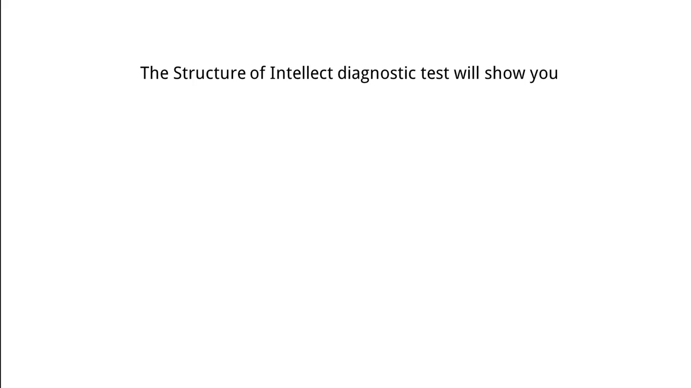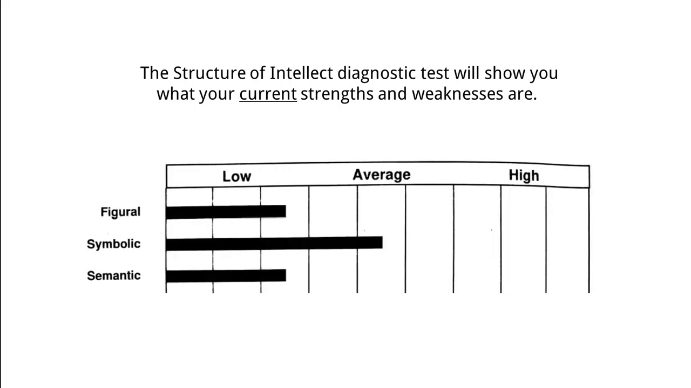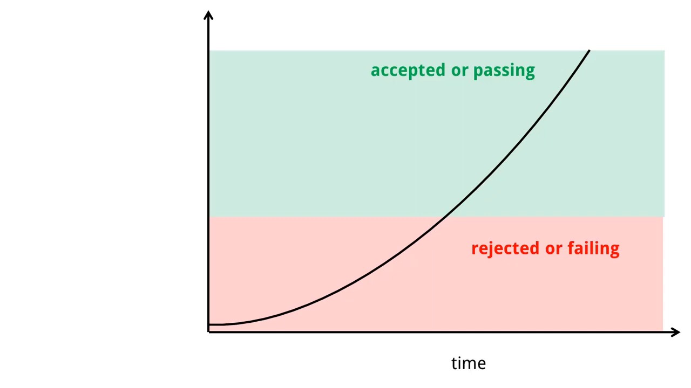The Structure of Intellect diagnostic test will show you what your current strengths and weaknesses are. So for example, after you take the test, you'll get the results, and part of it will look something like this. You'll see low, average, and high scores going from left to right, and then going down the page, you'll see figural, symbolic, and semantic areas. And the black bar shows what your current strengths and weaknesses are. Now remember, all of these can change.